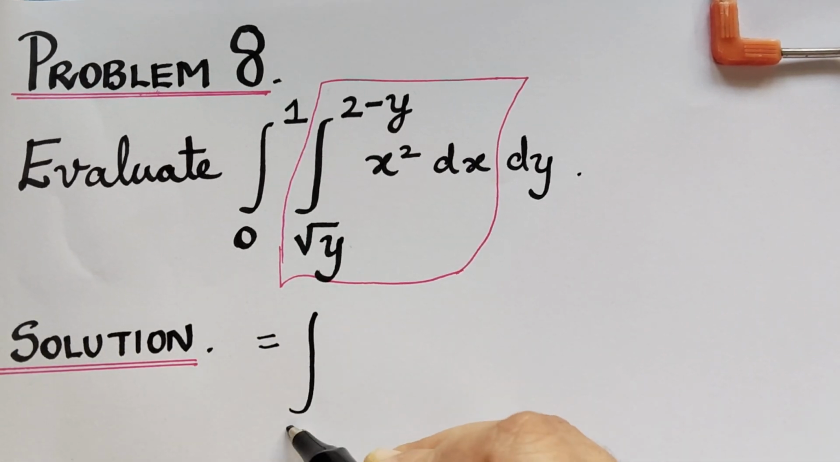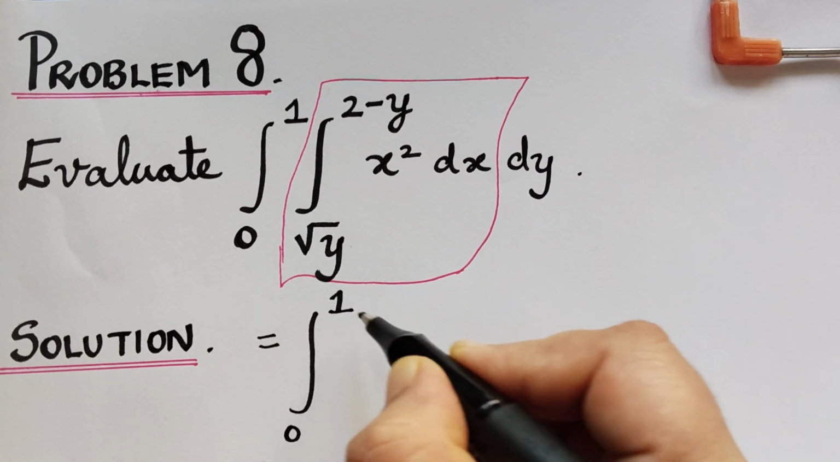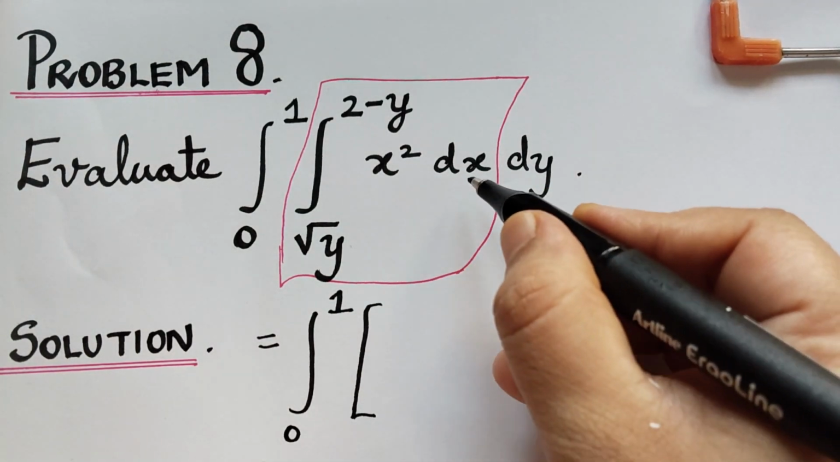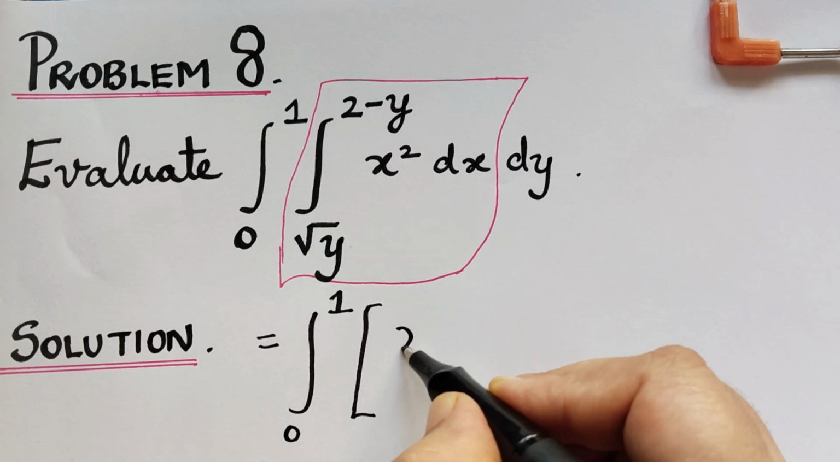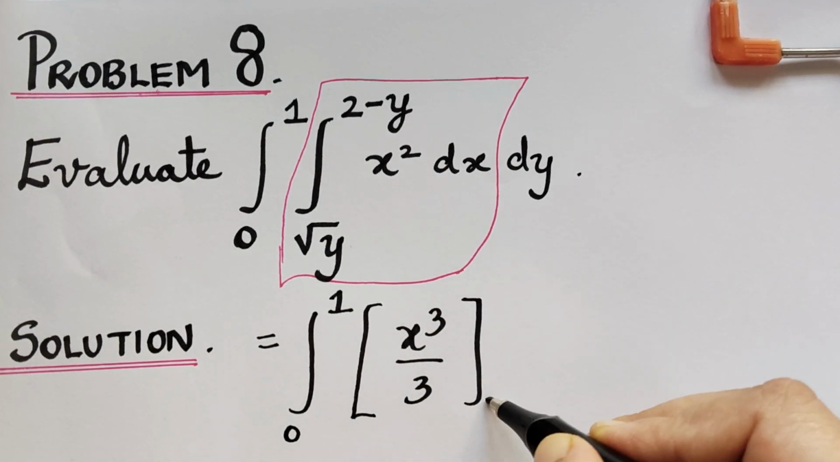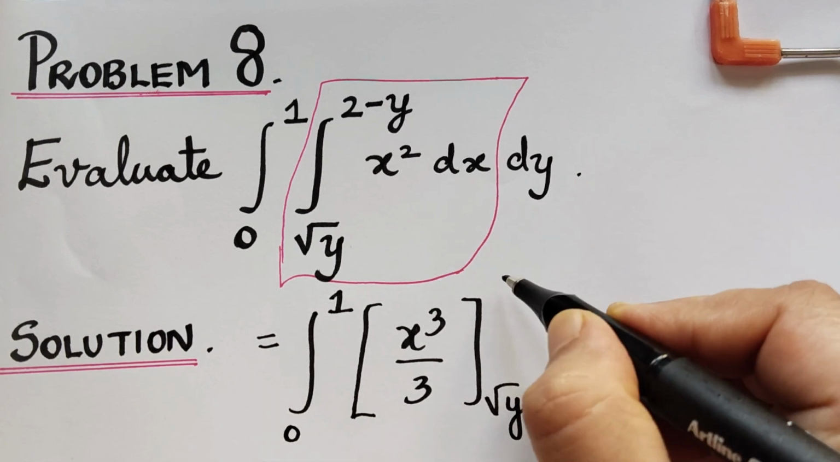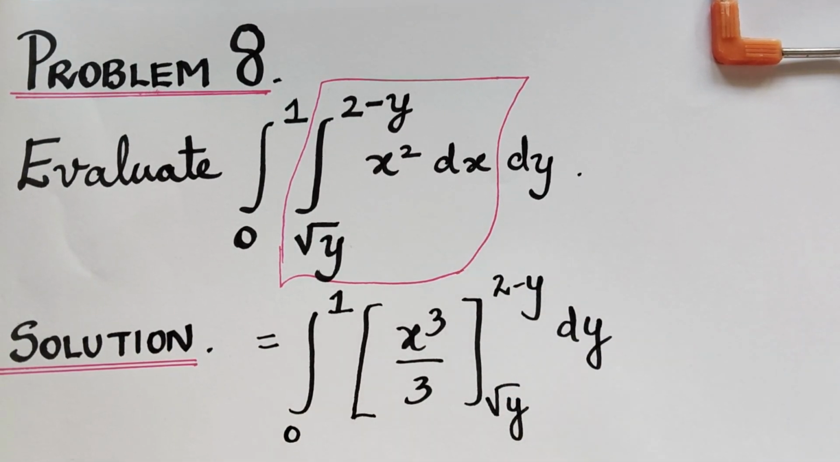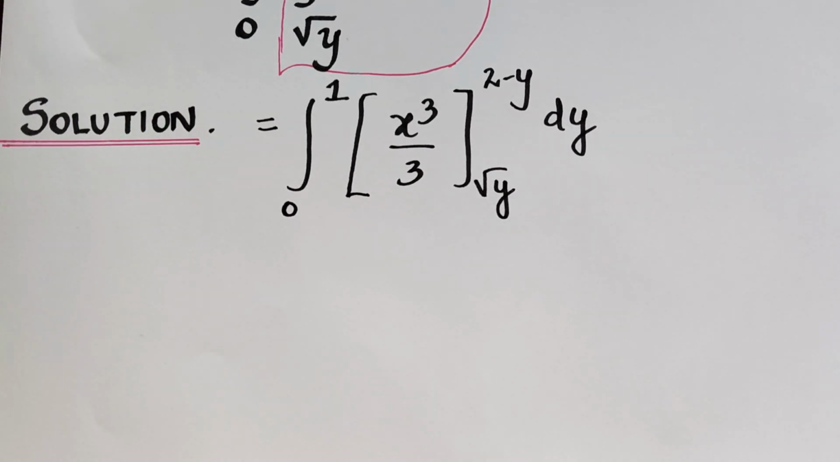So the outer integral 0 to 1 remains as it is. The inner integral will be, what is the integration for x square with respect to x? It is x power 3 by 3. And this is between the limits square root of y to 2 minus y, dy. Now we shall apply the limits.